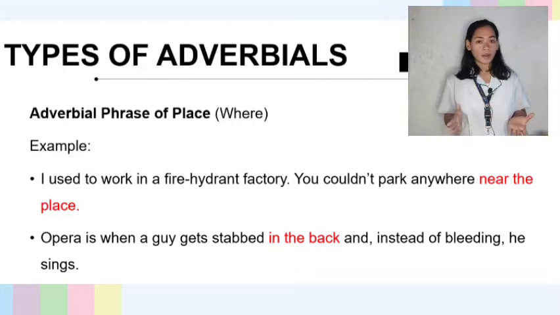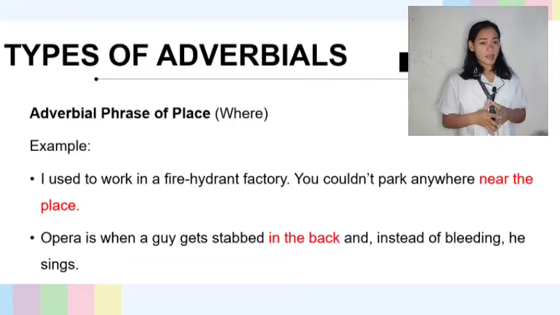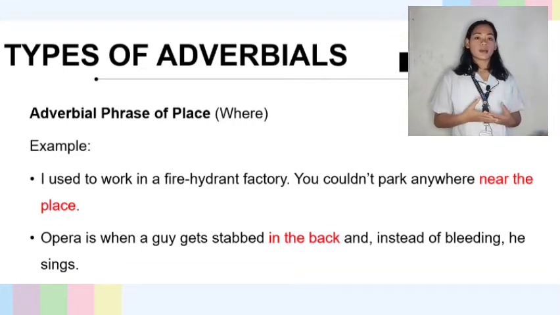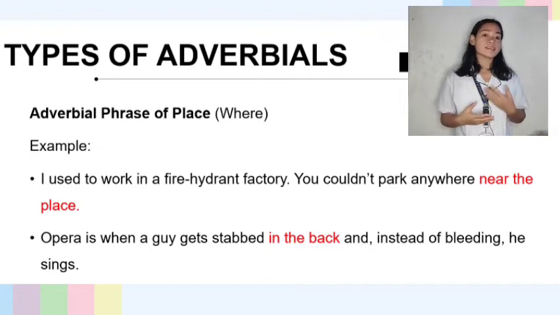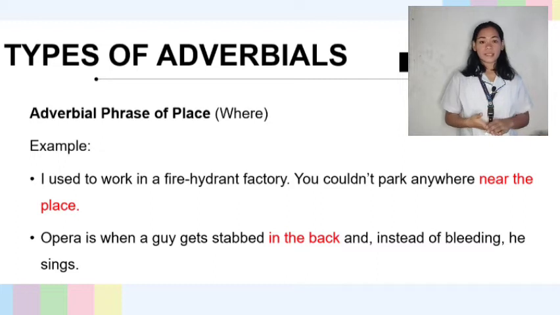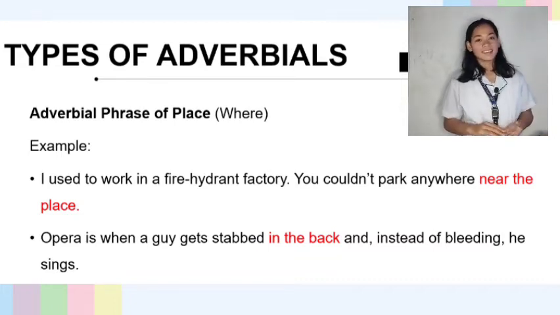Second example, opera is when a guy gets stabbed in the back and instead of bleeding, he sings. In the back is the adverbial phrase because again, it states where the action takes place. Where was the guy in the opera stabbed? He was stabbed in the back.